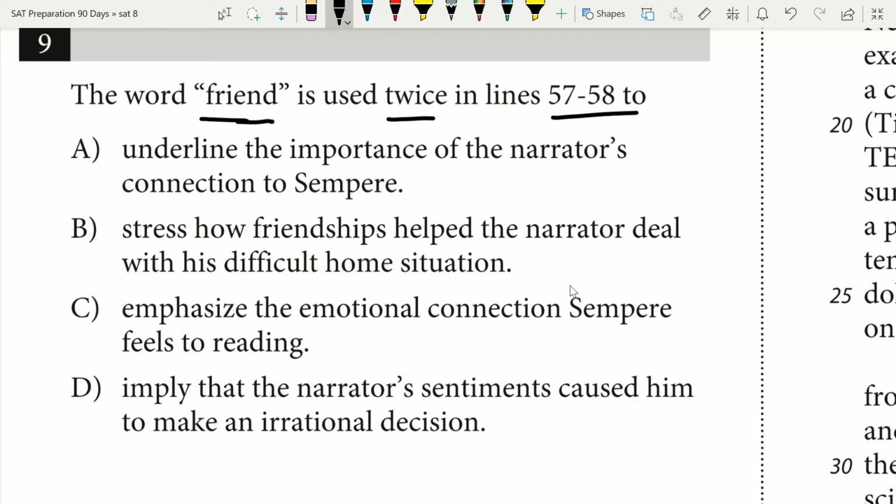This type of purpose question, you may not see the word purpose in here. Obviously the word purpose isn't in here, but it's still a purpose question because it's asking us for the purpose of including the word friend. Why are we including friend twice in lines 57 to 58? So a purpose question doesn't always have to include the word purpose. Sometimes you just have to realize that it's asking you for the purpose of doing something. Why is the author including the word friend twice in lines 57 to 58?